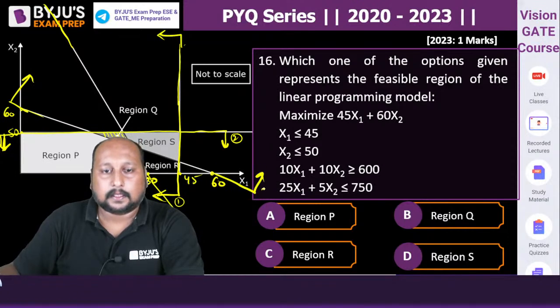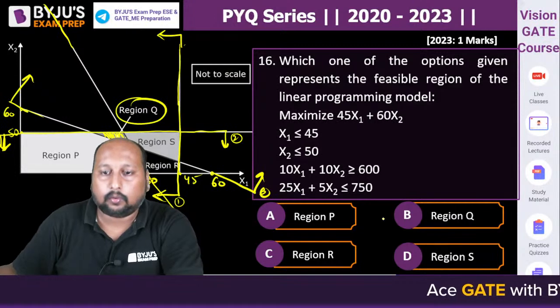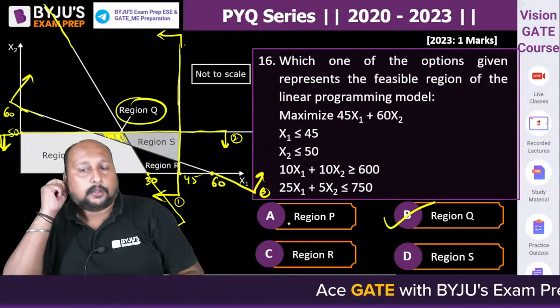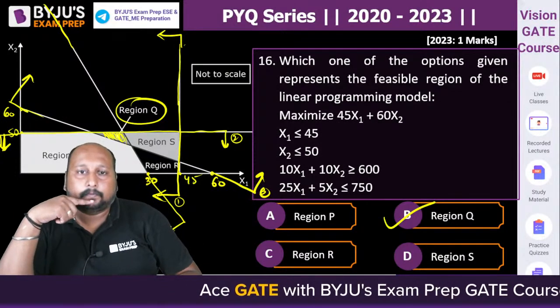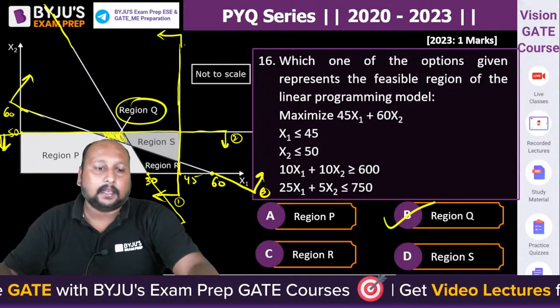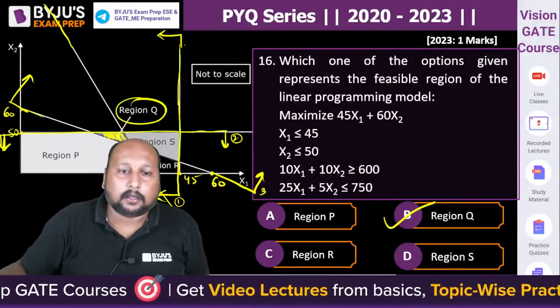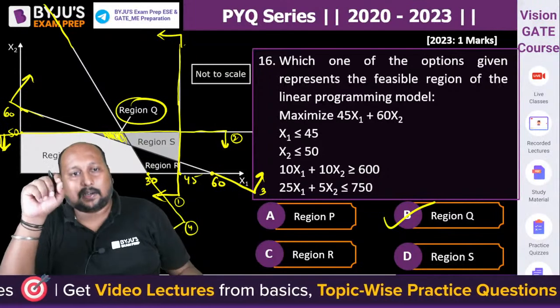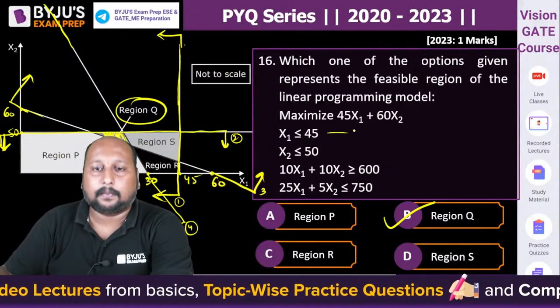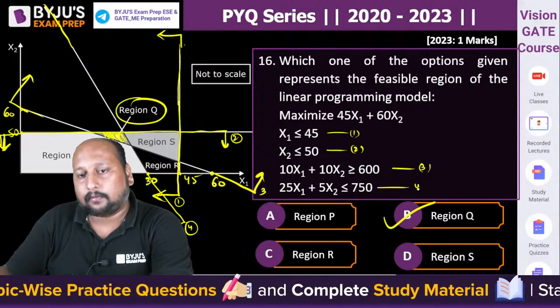Now, this is constraint number 3. So the feasible region is over here. This is the feasible region, region number Q, that is option B. Option B is the correct answer. Is this clear? Fine. Option B is the final correct answer that we are getting in this particular question. I've written the constraint numbers also: constraint number 1, constraint number 2, constraint number 3, and constraint number 4.